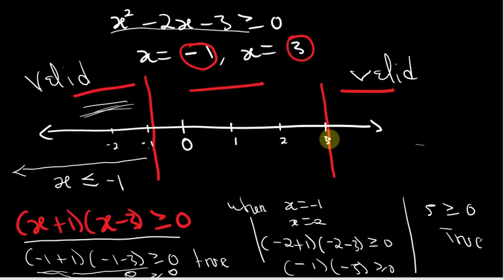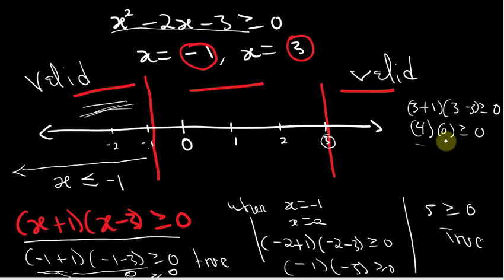When x is 3, we are using the same factorized expression here. So we are going to have 3 plus 1, we have 3 minus 3, is greater than or equal to 0. 3 plus 1 will give us 4. We have 3 minus 3 will give us 0. Is greater than or equal to 0.